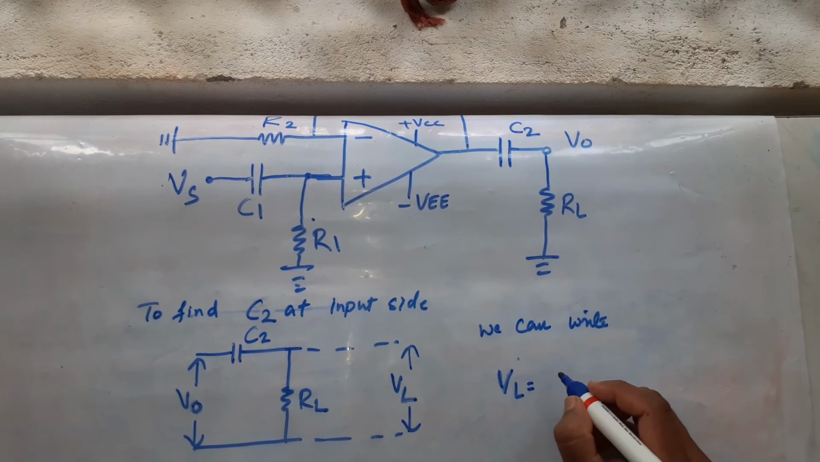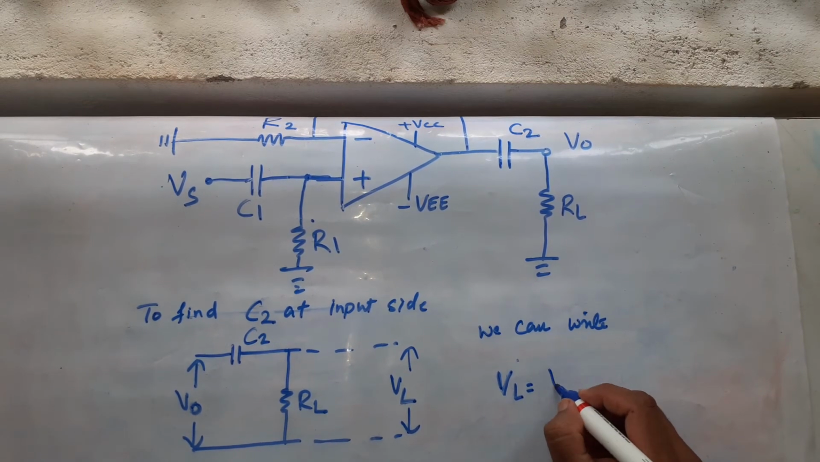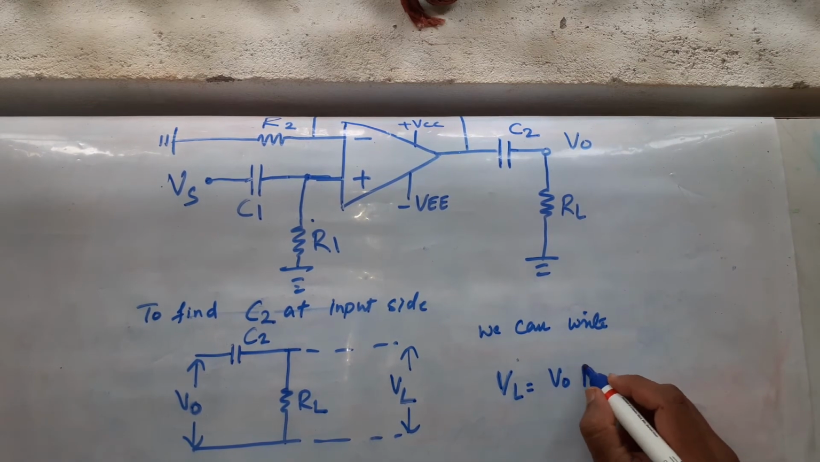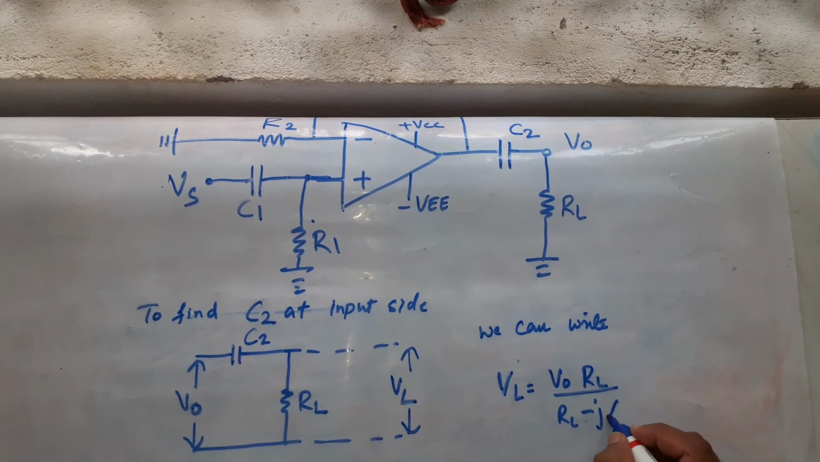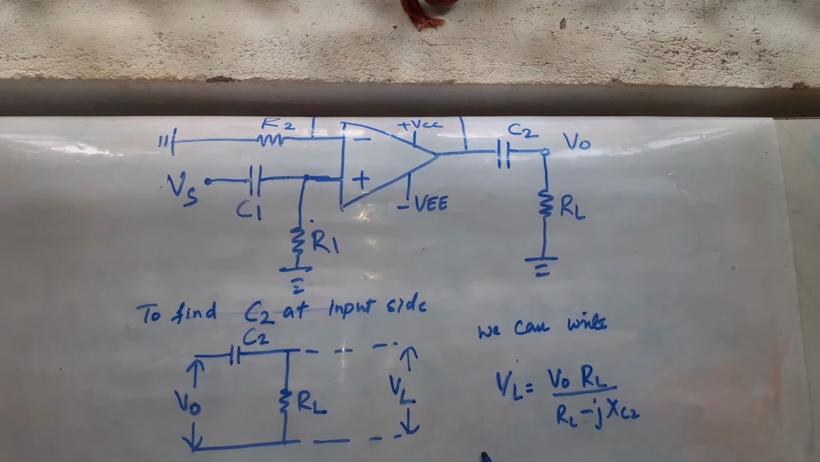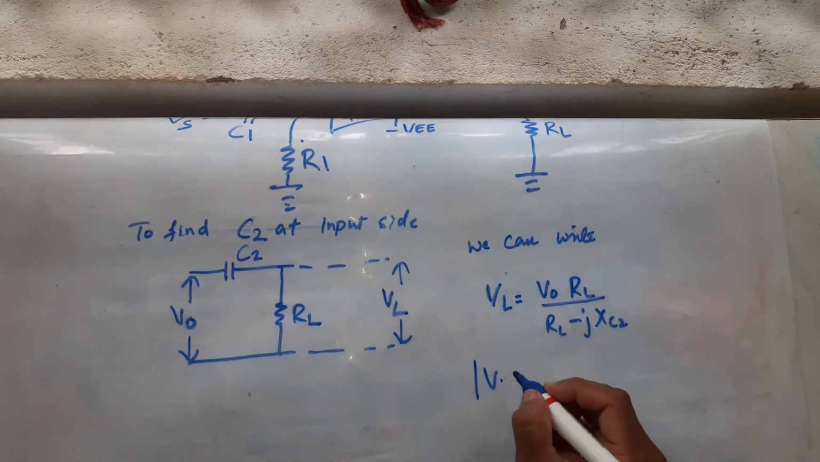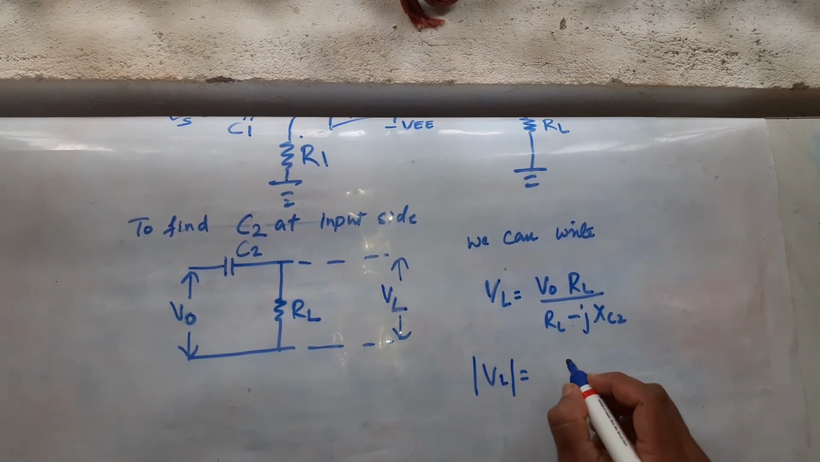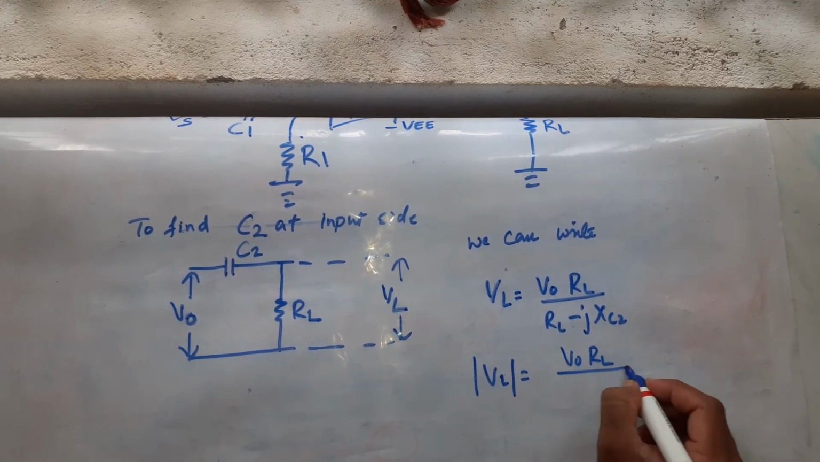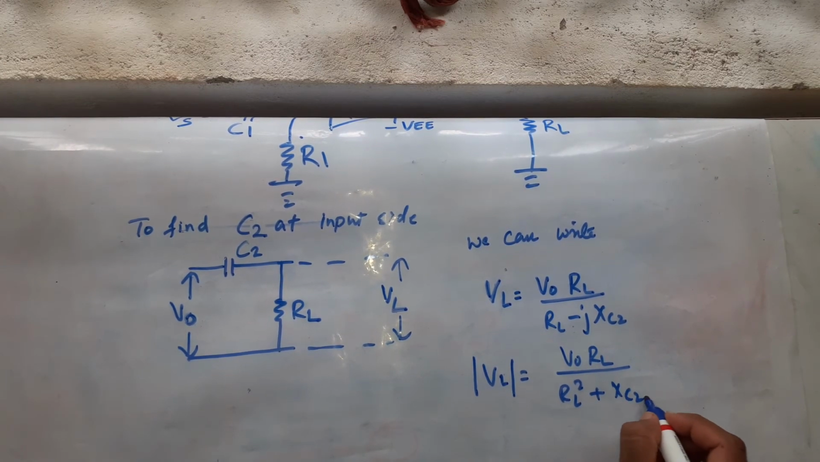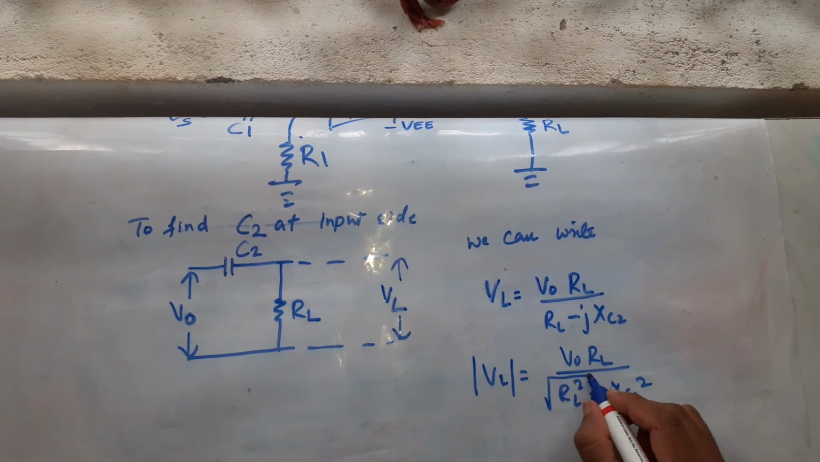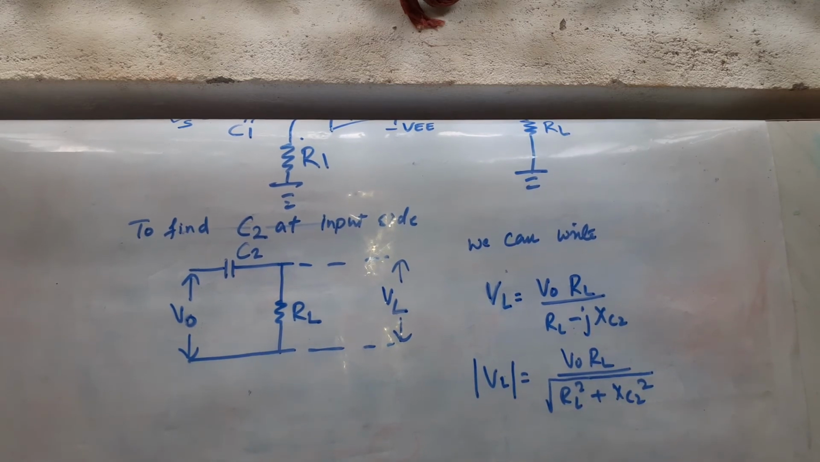Now I want VL. How to write? Voltage in the opposite branch, V naught, into same branch resistance, RL, minus JXC2. If I take only the magnitude, VL equals V naught RL divided by root of RL square plus XC2 square. This is what we get.